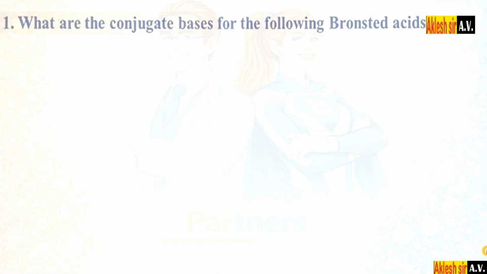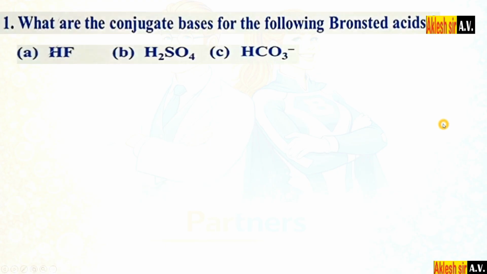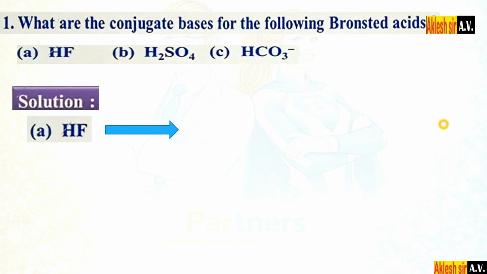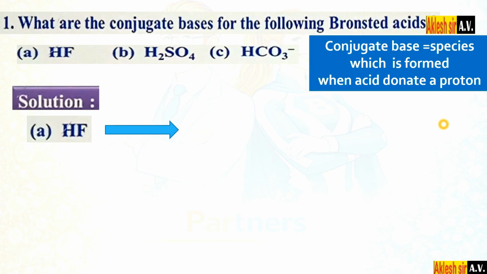So what are the conjugate bases for the following Bronsted acids? We will take the examples HF, H2SO4, HCO3 minus. All are Bronsted acids, and we have to find their conjugate bases. So this is HF. What is a conjugate base? The conjugate base is the species which is formed when an acid donates a proton.